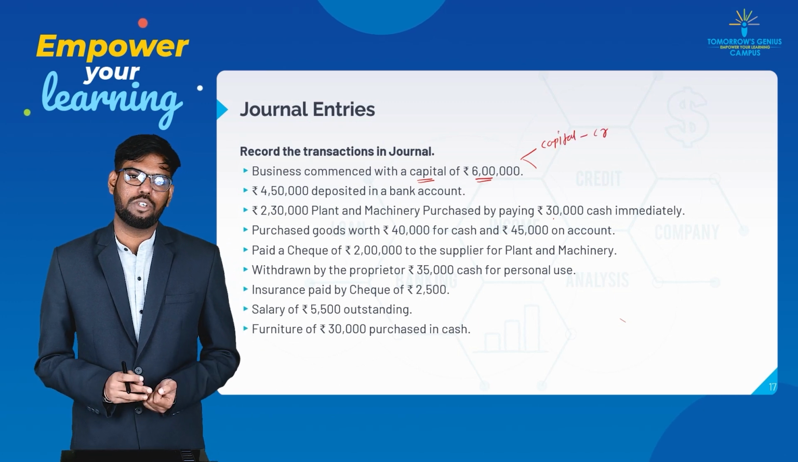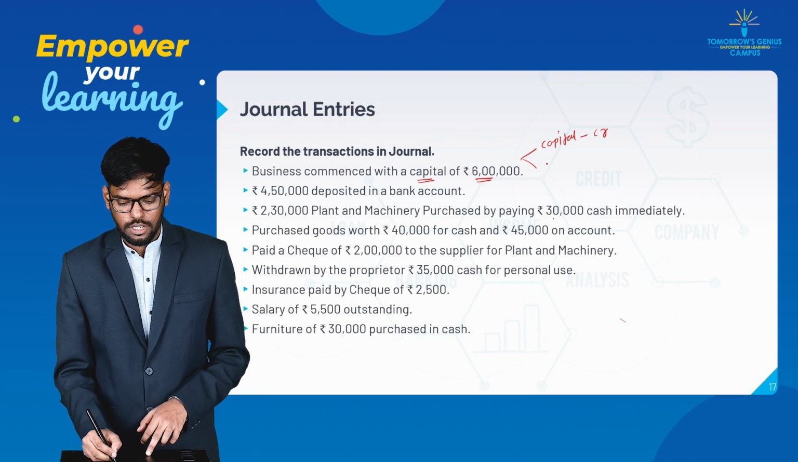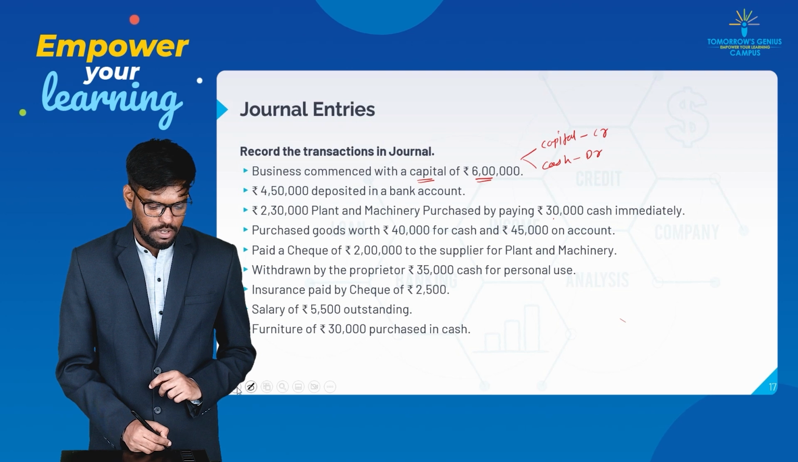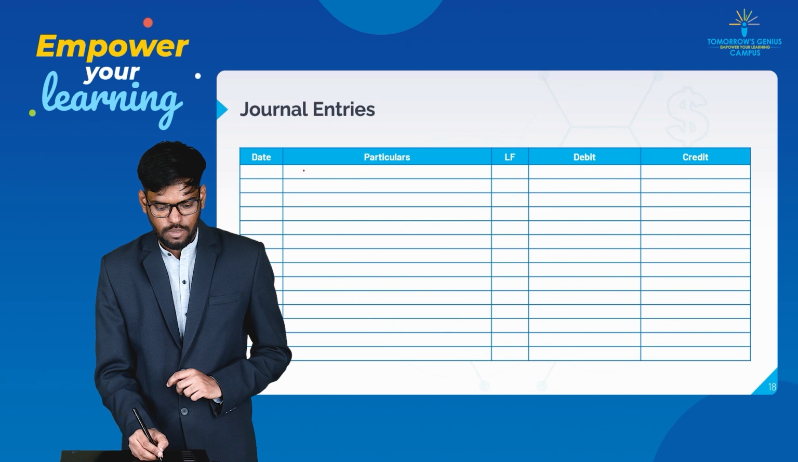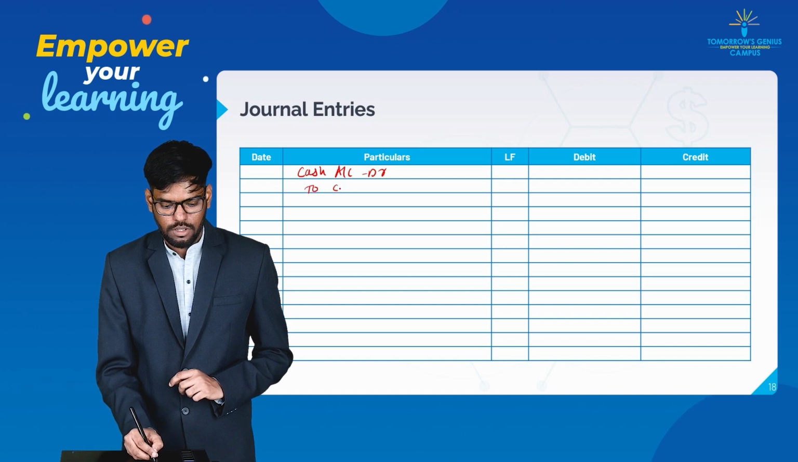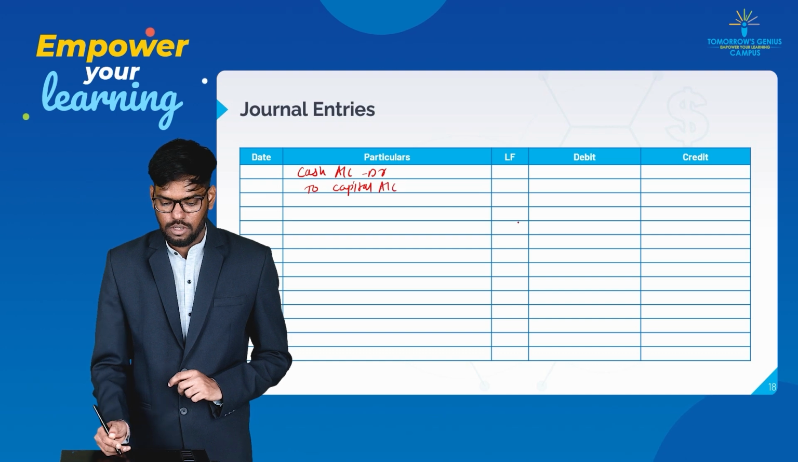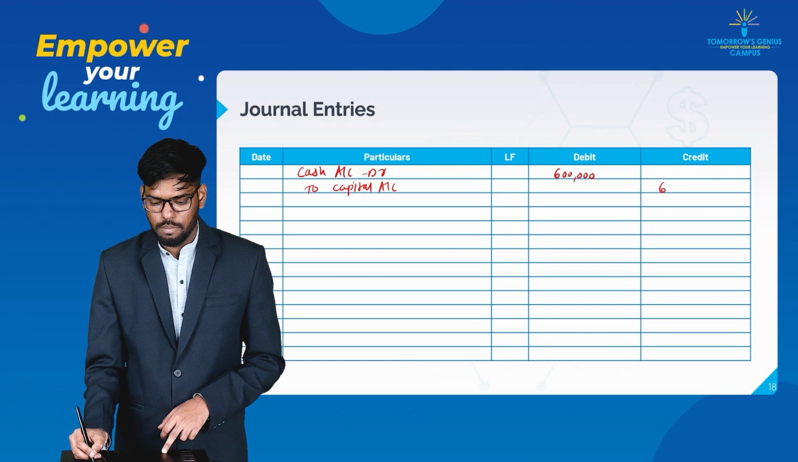And capital of rupees 6 lakhs comes into the business in terms of cash only. So cash is an asset. When cash increases, asset increases, we have to debit, right? So what will be the entry here that we have to pass? So the entry will be cash account debit, cash account we have to debit, and we have to credit capital account, right? Rupees 6 lakhs comes into the business.